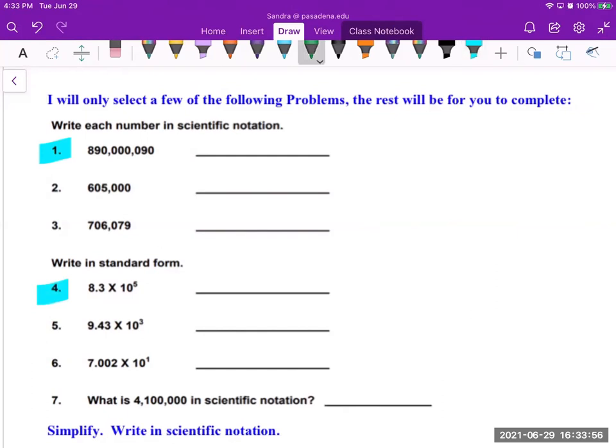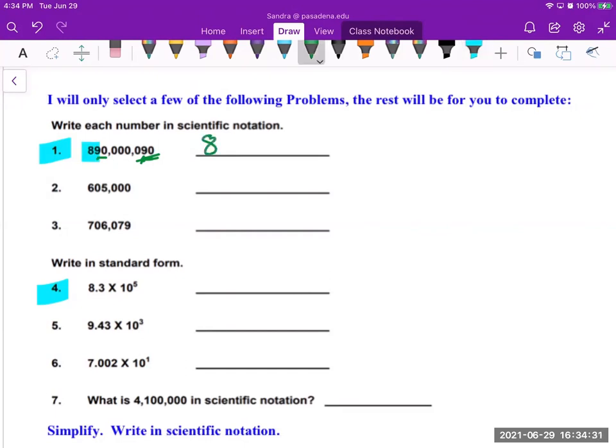So it says, go ahead and write in scientific notation. I've got to write a number between 1 and 10. Now, I've got to decide where I can place a decimal point. If I put the decimal point between the 9 and the 0, that is not going to be the correct place. That is not going to be the right place. So my decimal point has to be between the 8 and the 9.